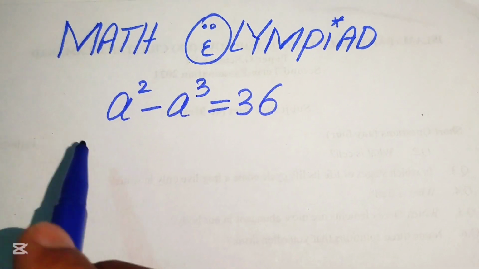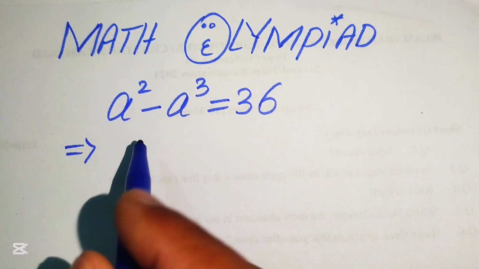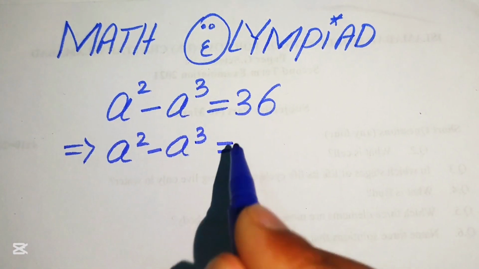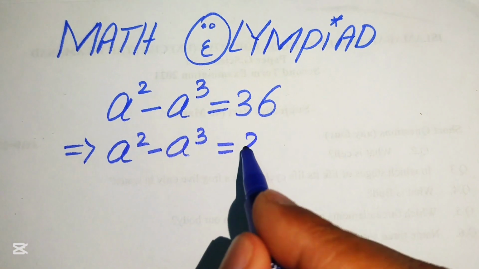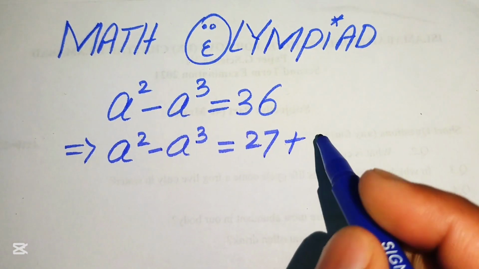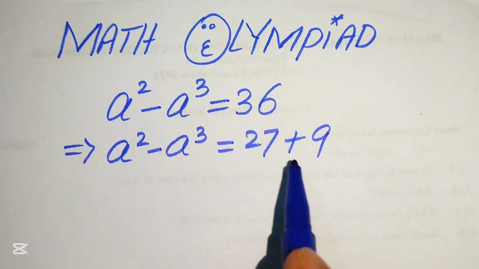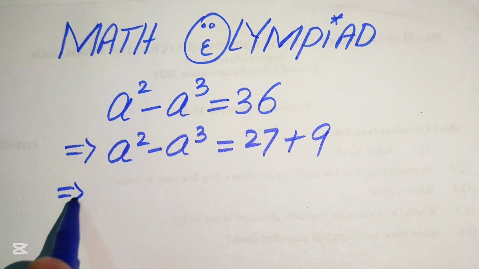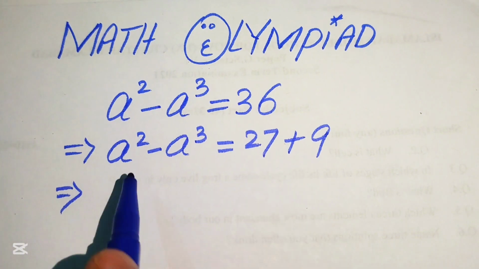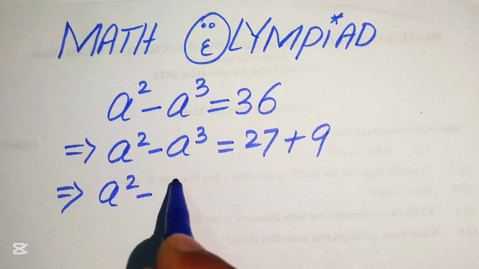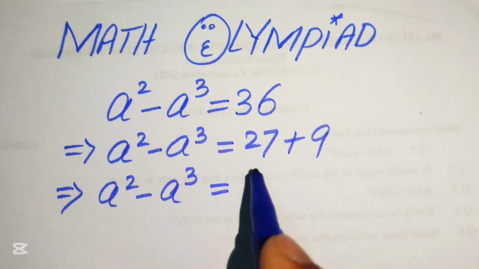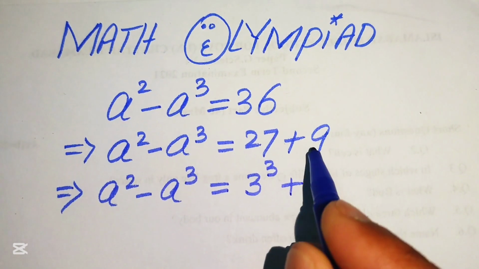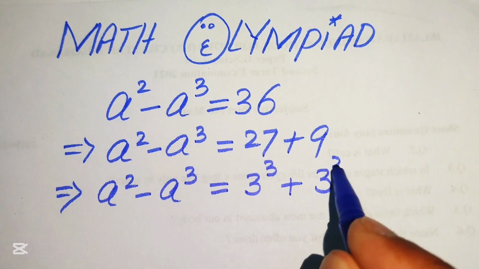Okay, so first we need to focus on the right-hand side, and we write it as a squared minus a cubed equals, we write this 36 as 27 plus 9. We know that 27 plus 9 becomes 36, and after that we write the prime factors of these two numbers in this form. This is a squared minus a cubed equals, we write 27 as 3 cubed, plus we write 9 as 3 squared.